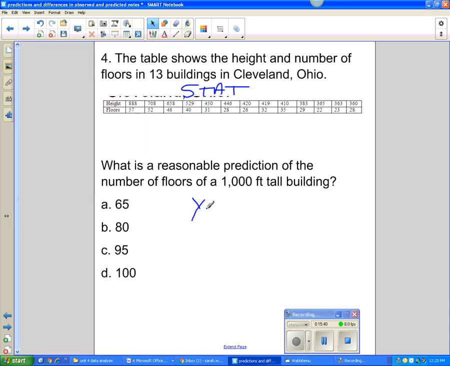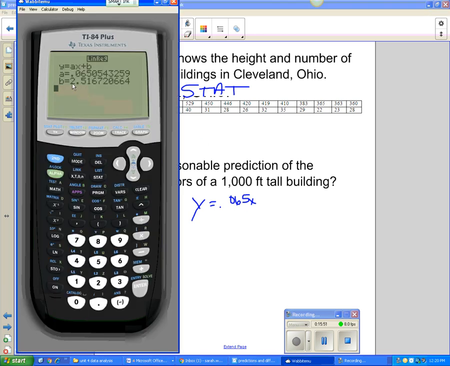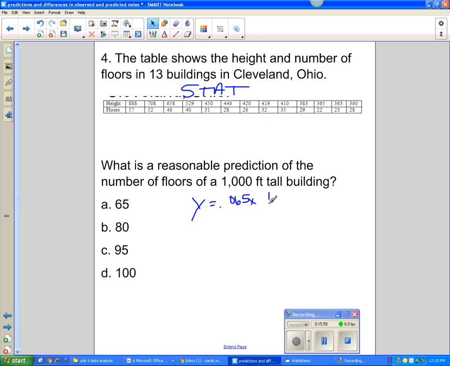So y equals 0.065, and I put an X beside of it. And then the B value is 2.516, but that 6 rounds up because there's a 7 after it. So 2.517. So write this on your paper.